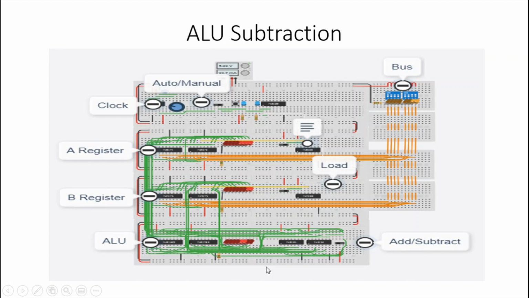And now this is a subtraction. This is quite similar to the ALU addition circuit that we've seen earlier. The only difference is that after we load the data we want into register A and register B, which is the same as just now, we set the switch to subtract instead of add. By doing this, the value in register B will be subtracted from register A. For example, using 15 and 3, 15 minus 3, the value we get will be 12.